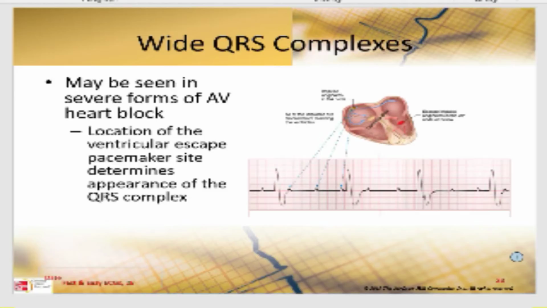If you have a wide QRS, that can be an AV heart block. Something is preventing the impulse from traveling through the atria and the ventricles normally. So the location of the ventricular escape pacemaker site determines what your QRS looks like. A wide, large, bizarre-looking QRS complex can indicate that your ventricles are being paced by a ventricular focus.